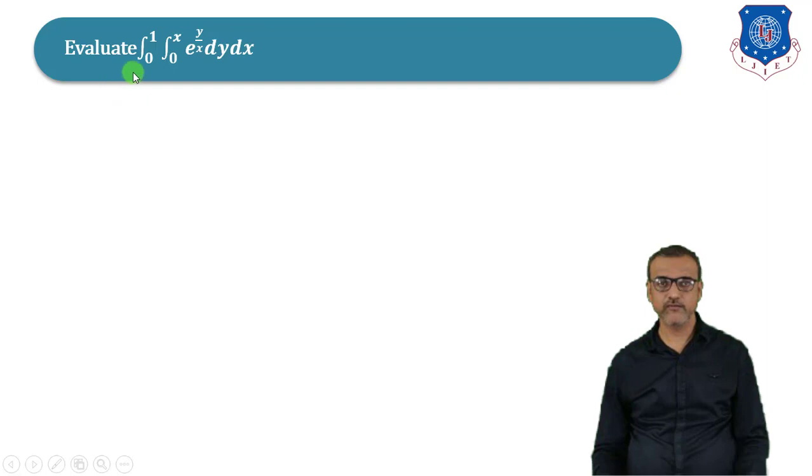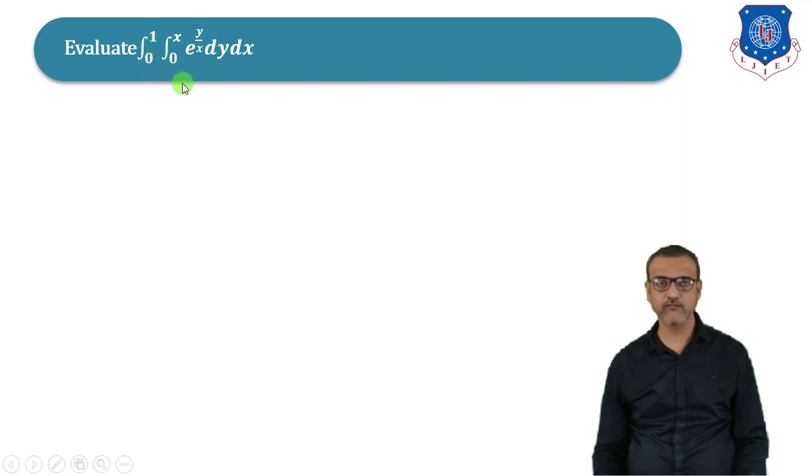Now evaluate integration from 0 to 1, integration from 0 to x, e raised to y by x dy dx. Here is dy, so integration from 0 to x is the limit of y. Y will vary from 0 to x. And here integration is from 0 to 1, and here it is dx. So this is the limit of x, and x will vary from 0 to 1.